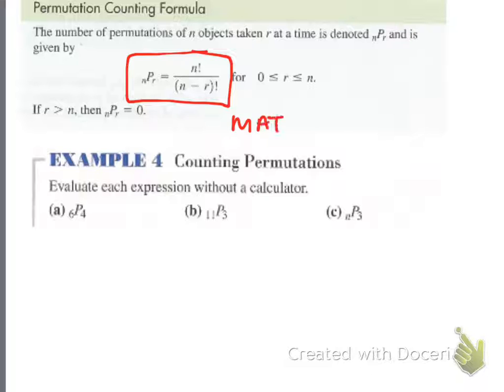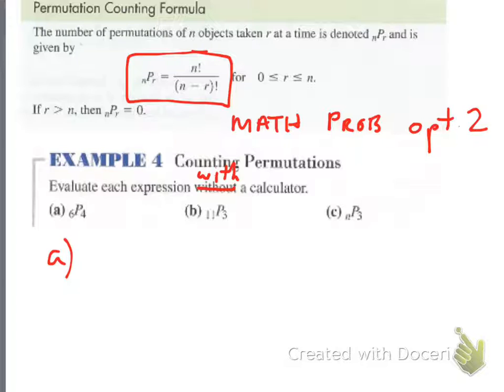But what you're really going to do here is hit the math button. Then you're going to do the probability option. You're going to arrow over to that. And then you're going to choose option 2, which says nPr. So in your calculator, you can easily do it. I know this says without, but we are doing it with the calculator, so you need to practice that.